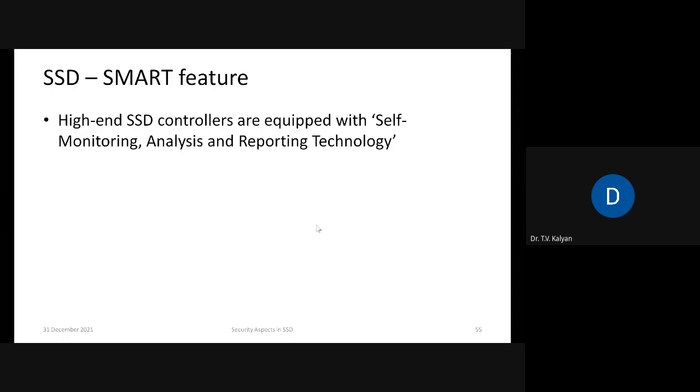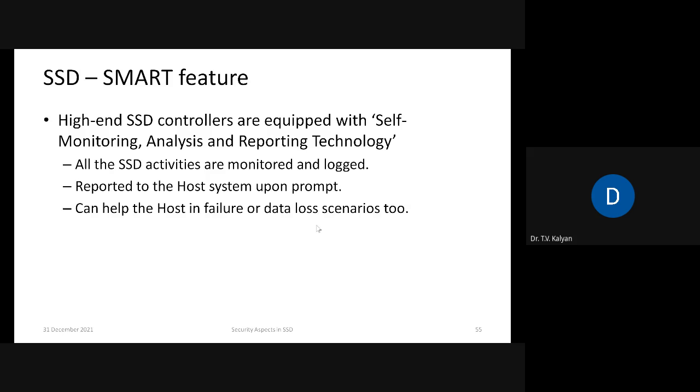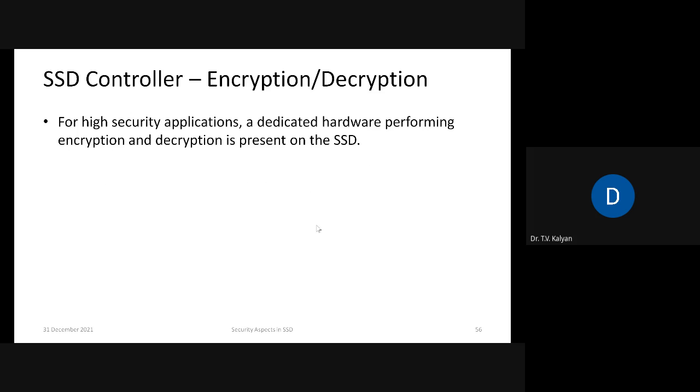In addition, some of the high-end SSDs are equipped with the SMART feature, which is self-monitoring, analysis, and reporting technology, meaning that it will log all the activities happening within it, and when prompted by the host, it will supply all such data.